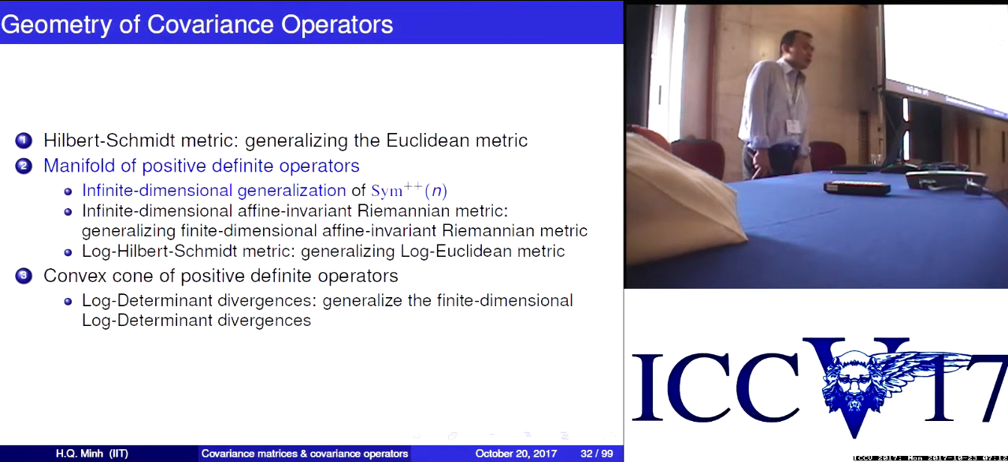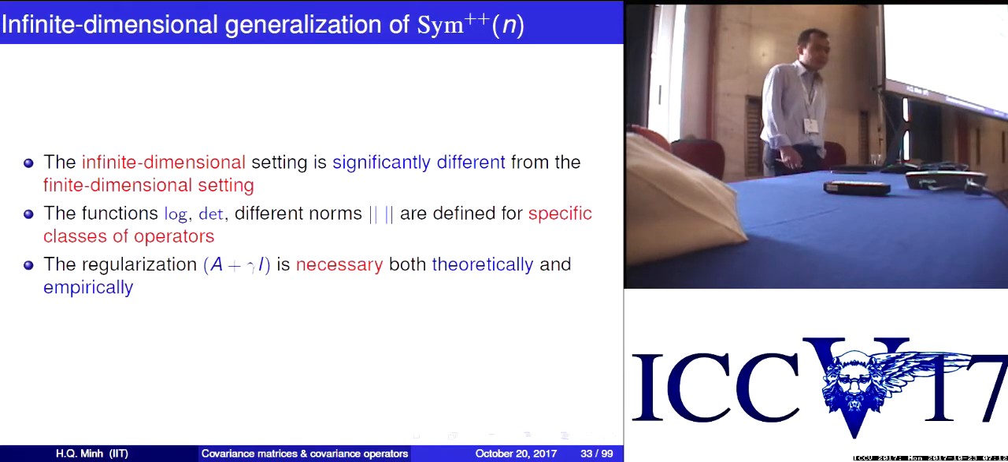Okay, now this manifold viewpoint is the most interesting part for me personally. I will go slowly because it's more complicated than what I talked about just now. If we want to generalize the affine invariant Riemannian metric and the log Euclidean metric to this setting, we want to define the log function first, and then the distance between the log functions. The infinite dimensional setting is significantly different from the finite dimensional setting, because the log function, and also the determinant for the determinant divergence, are only well defined for specific classes of operators.